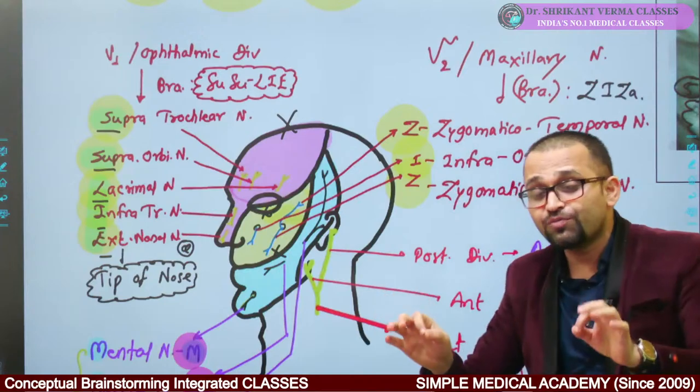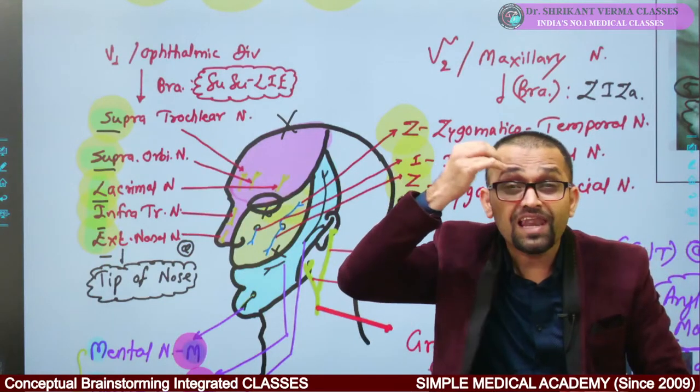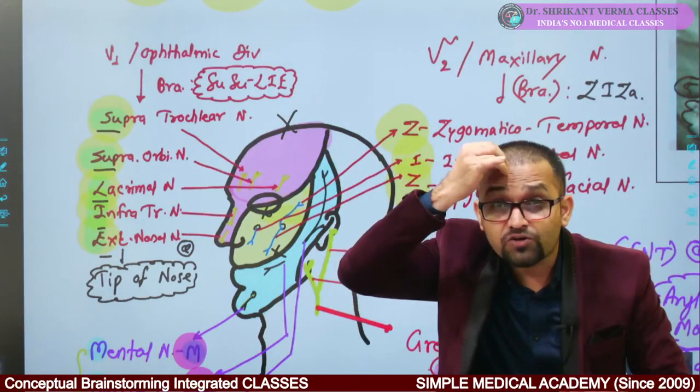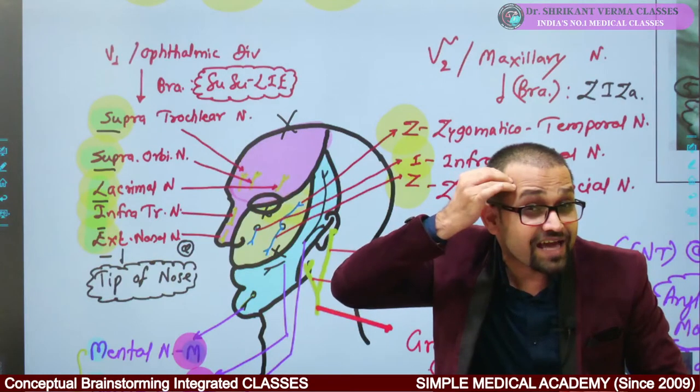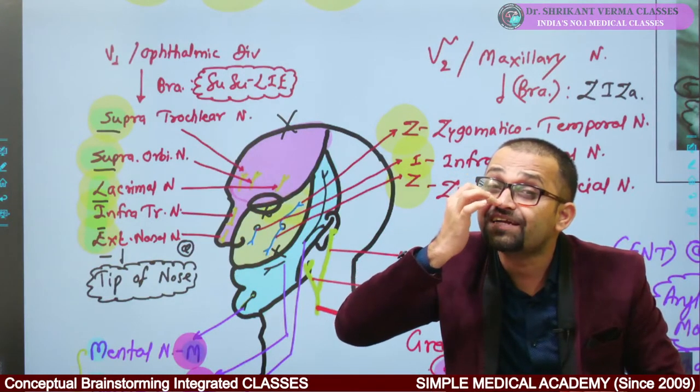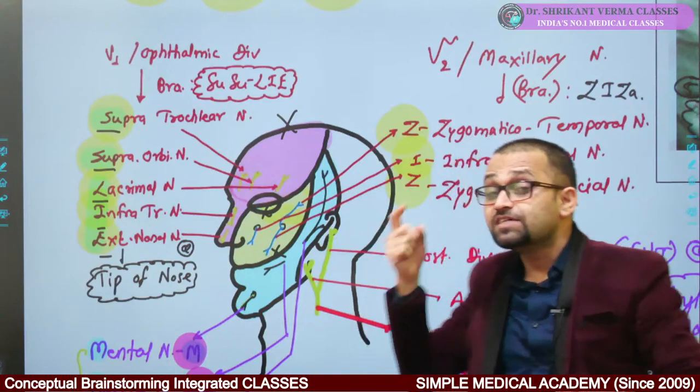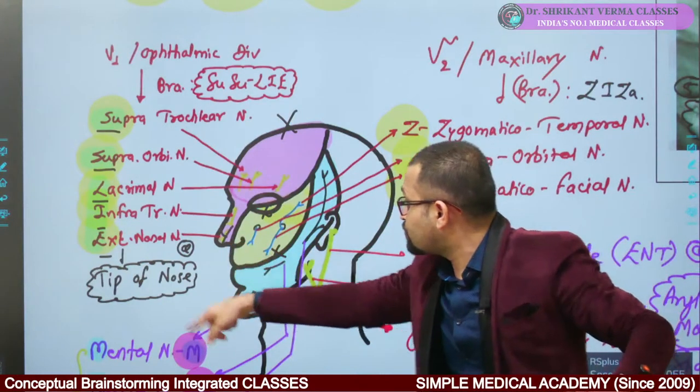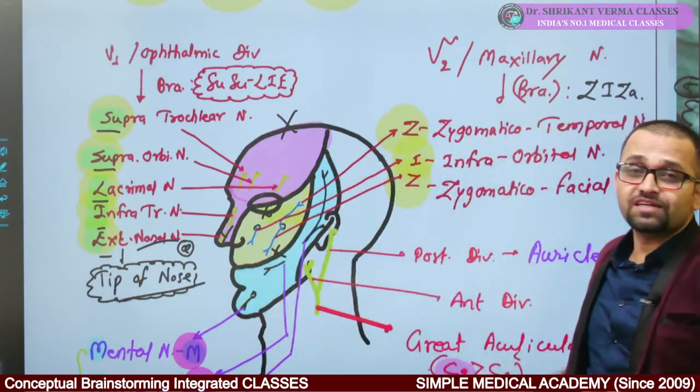Okay. So what is your mnemonic? Su, Li, E. Su, Li. Supratrochlear, supraorbital. Here is the lacrimal. Then here is the infratrochlear and then external nasal. Your question had been asked. The tip of the nose. The tip of the nose is supplied by external nasal nerve.